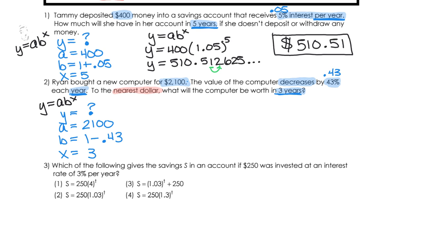All right, guys, all we're going to go ahead and do is plug it into y equals ab to the x. Again, we don't know y, so it can stay y. Our a value, or our initial amount, is 2,100. Our b value is 1 minus 0.43, which if you do in your calculator is 0.57. And because it's less than 1, it's actually decreasing. Then our time frame, which is our x, is 3.